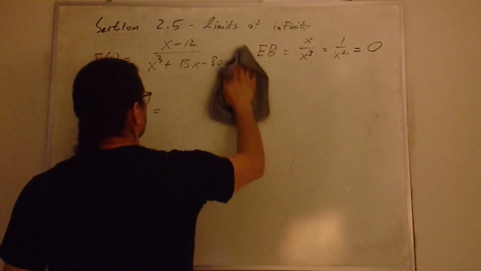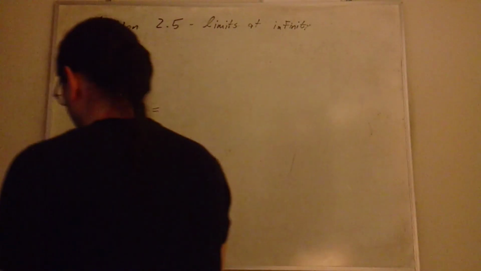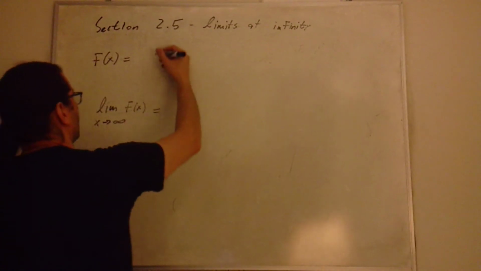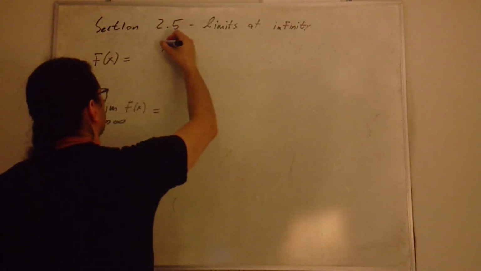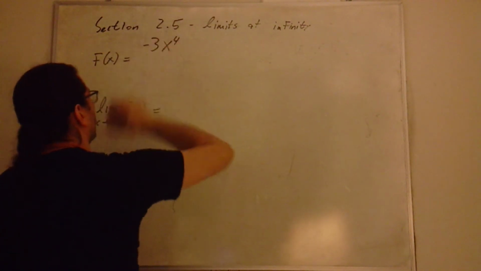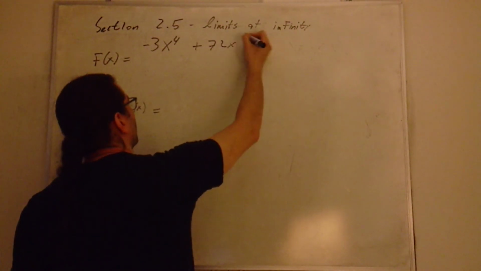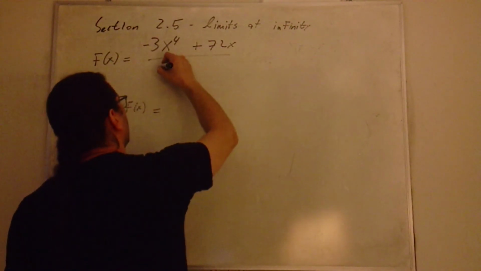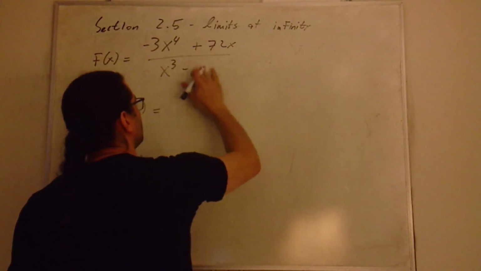The third possible outcome you could get from this end behavior is if the numerator has a higher degree than the denominator. And that might be, we'll say, negative 3x to the 4th plus 72x over x cubed minus 72x.